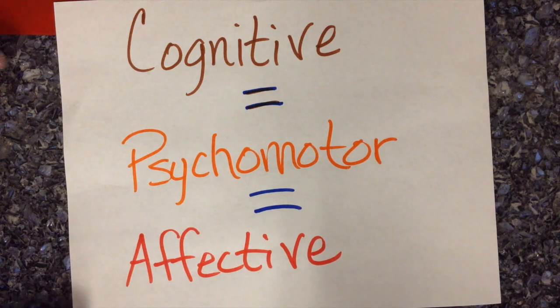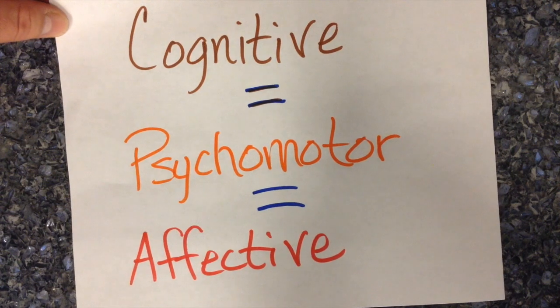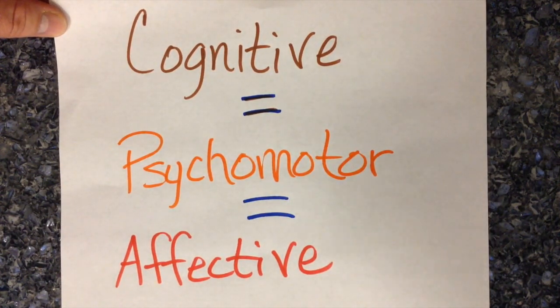It's also important, besides the cognitive domain, to incorporate psychomotor, which would be focusing on the physical skill, and the affective, which is focusing on the emotions.